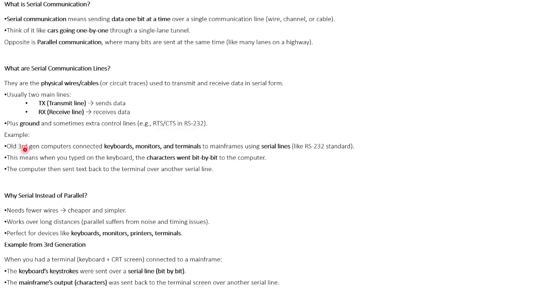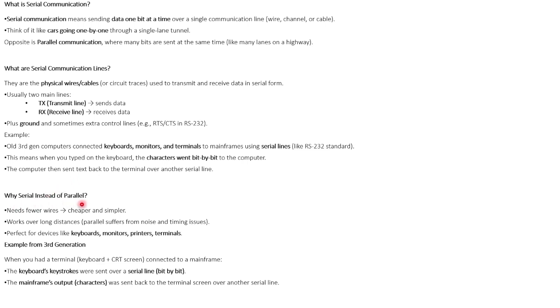Example: old third generation computers connected keyboards, monitors and terminals to the mainframe using serial lines like the RS-232 standard. This means when you typed on a keyboard, the characters went bit by bit to the computer. The computer then sent text back to the terminal over another serial line.